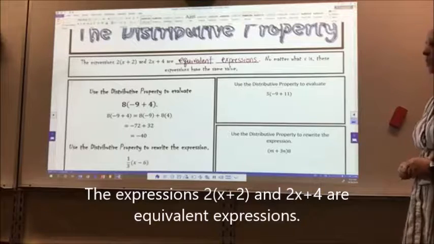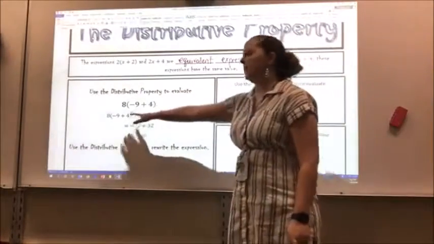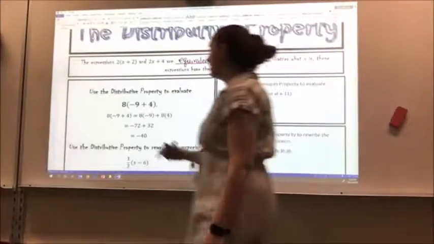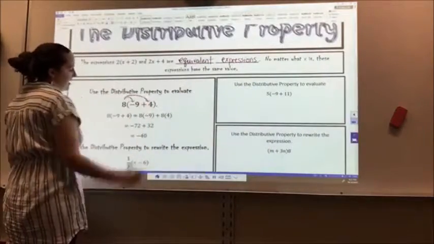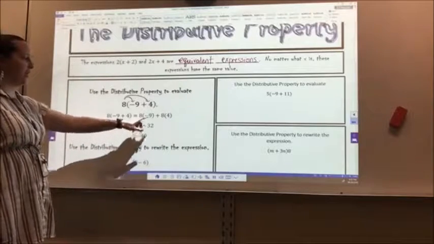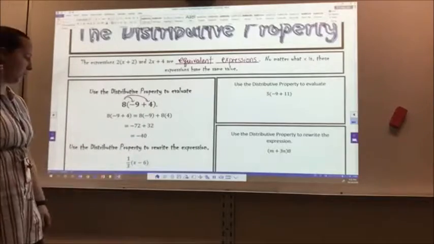Okay. So I can use the distributive property to evaluate. I have 8 times the quantity, negative 9 plus 4. So I multiply 8 times negative 9 and then 8 times 4. 8 times negative 9 gives me negative 72, and 8 times 4 is 32. When I add them together, I get negative 40.